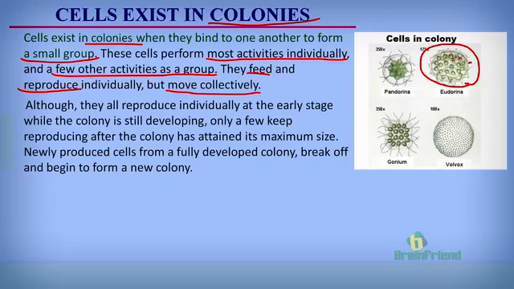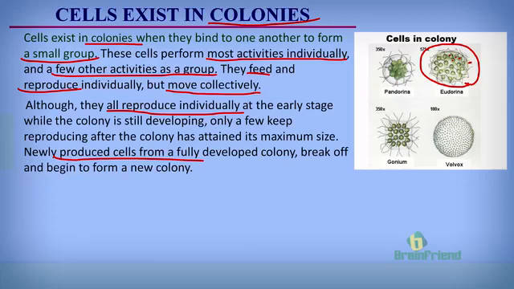Although cells in a colony reproduce individually, they only do this at the early stage while the colony is still developing. But the moment the colony gets to maturity, that is, the moment the colony is big enough, the colony doesn't want to get bigger than a particular size, only a few cells are allowed to keep reproducing. And of course, the new cells that are produced from the few cells in fully developed colonies break off.